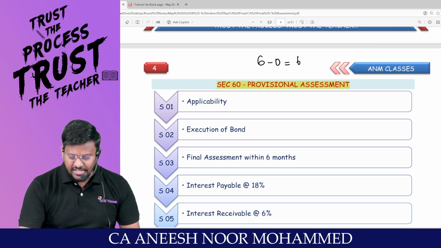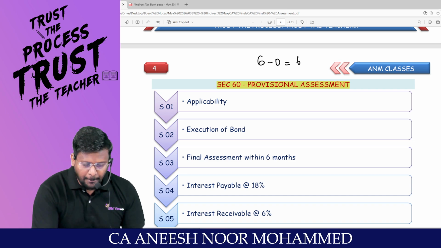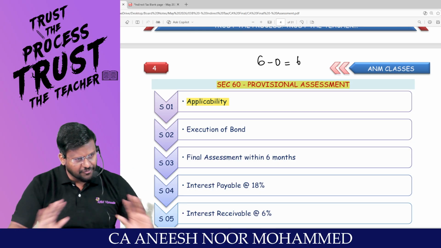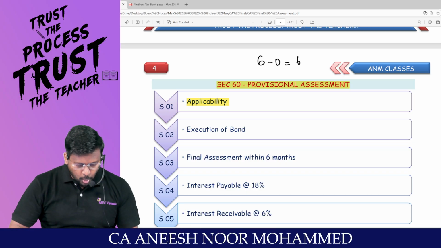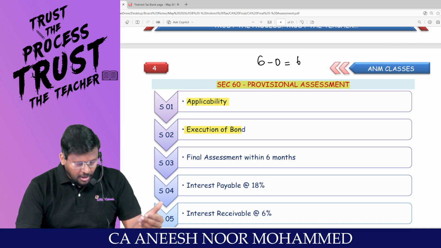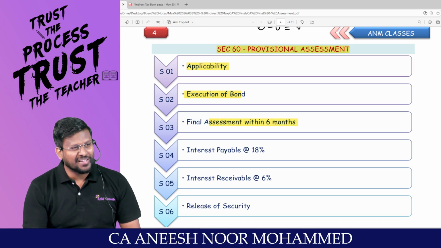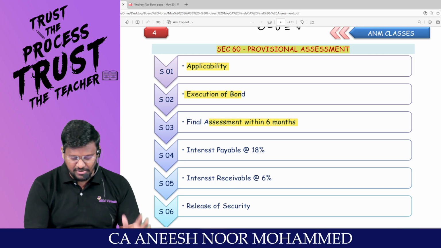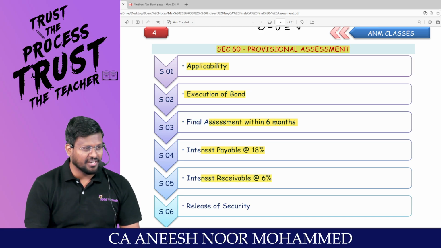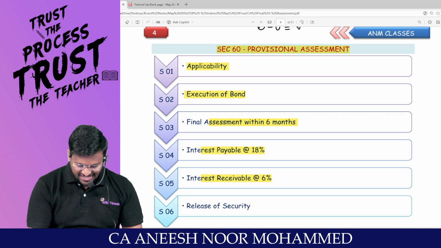Section 60 is provisional assessment. In every assessment, the first step will be applicability. That means you should know when this assessment will be applicable. That's why the first step is always applicability. Number 2, execution of bond. Number 3, final assessment within 6 months. How many months? 6 months. Final assessment within 6 months. Interest payable at 18% and interest receivable at 6%. Super. Interest payable at 18% and interest receivable at 6% and release of security.